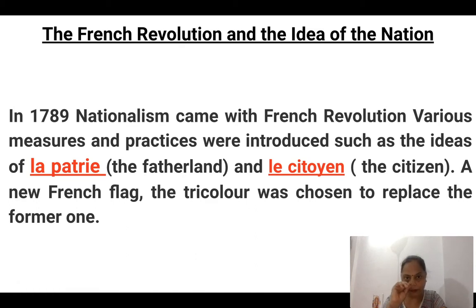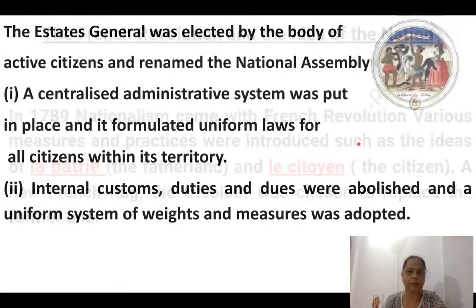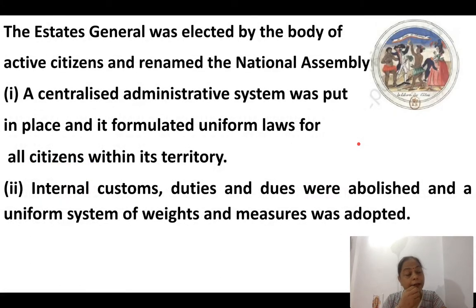They talked about the land as the fatherland and les citoyens as citizens. People, those who are living in the French land, in that particular geographical mass, they are the citizens of that country. A new French flag, the tricolor, was chosen to replace the former one, because the earlier flag belonged to the monarch. Now they made their own flag.